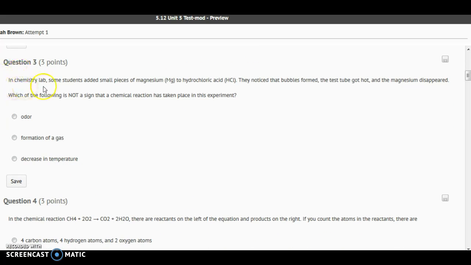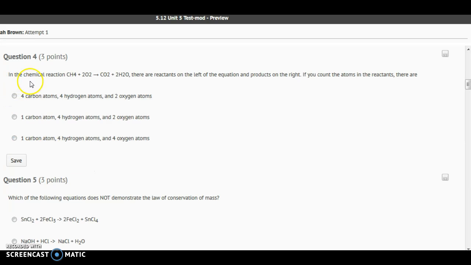Question 3. In chemistry lab, some students added small pieces of magnesium to hydrochloric acid. They noticed that bubbles formed, the test tube got hot, and the magnesium disappeared. Which of the following is not a sign that a chemical reaction has taken place in this experiment? A. Odor. B. Formation of gas. C. Decrease in temperature.